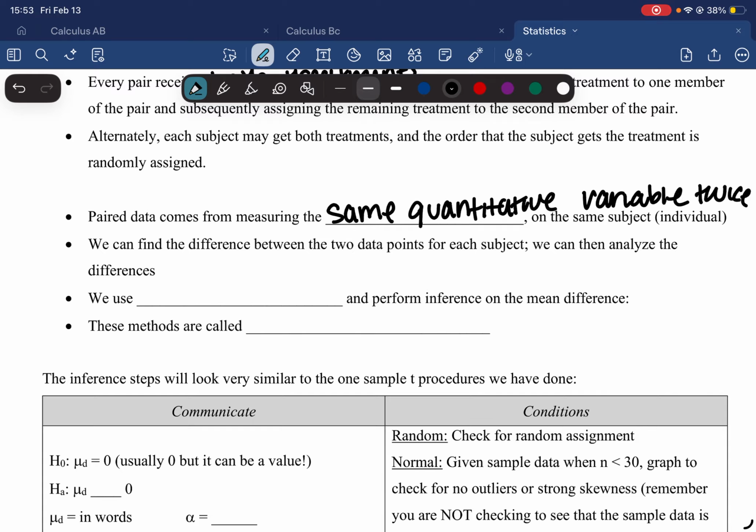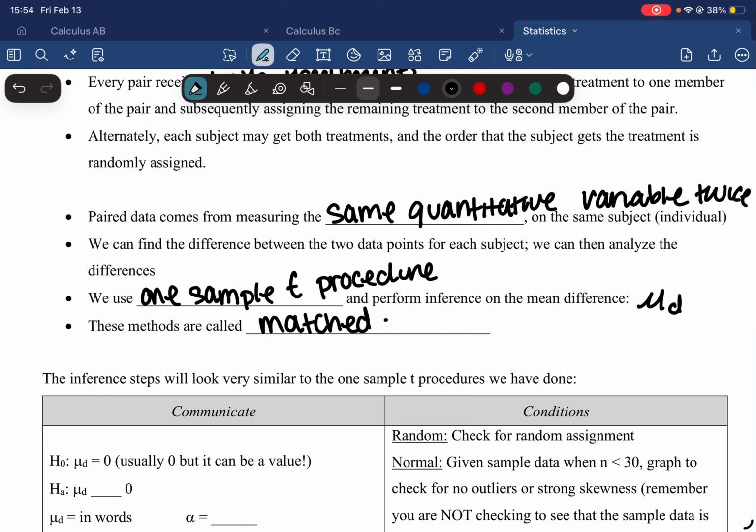We can find the difference between the two data points for each subject. We can then analyze the differences. We use a one sample T procedure and perform inference on the mean difference, which we define as mu sub D. These methods are called matched pair procedures.